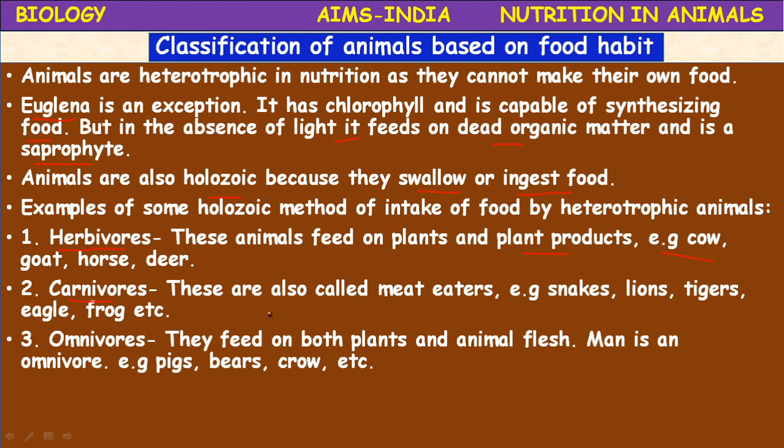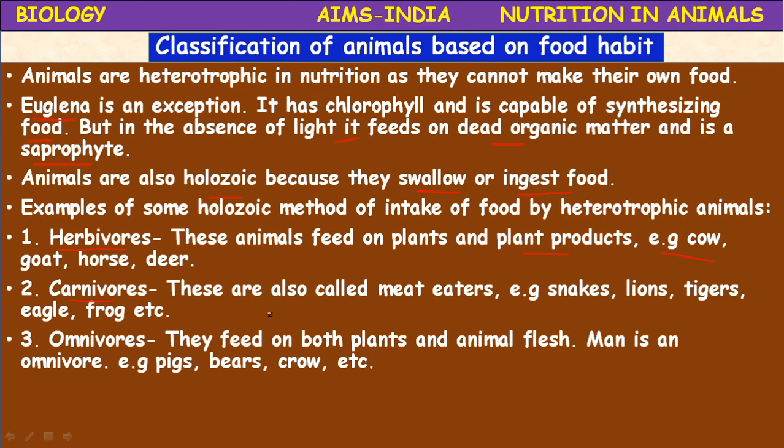Carnivores means the animals that are meat eaters, that feed on animal food material, flesh, blood. Such animals are called carnivores. Examples: snakes, lions, tigers, eagle, frog. So many examples. You can add a list.